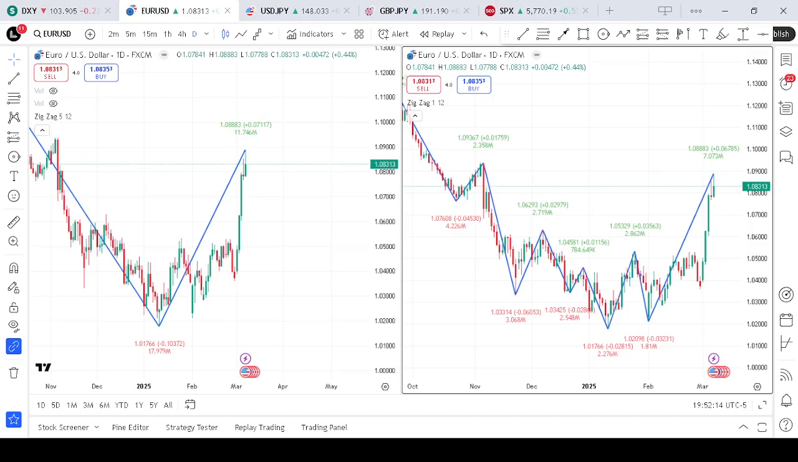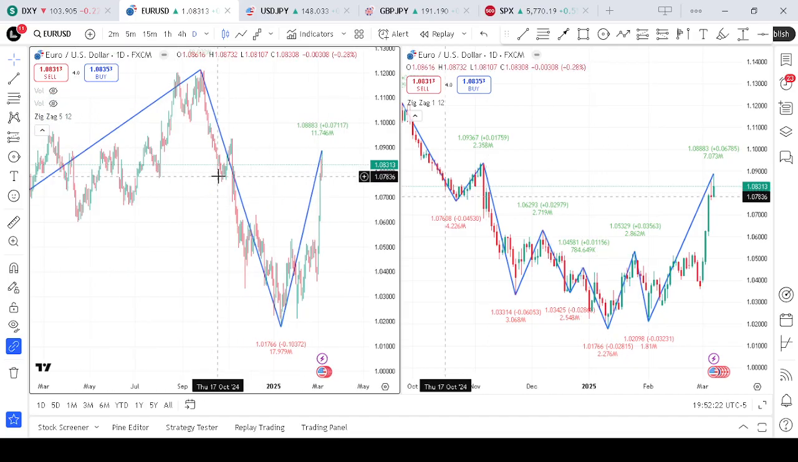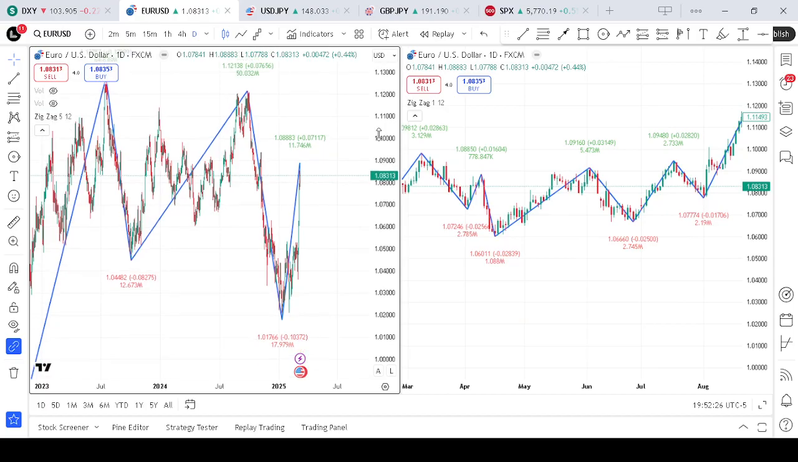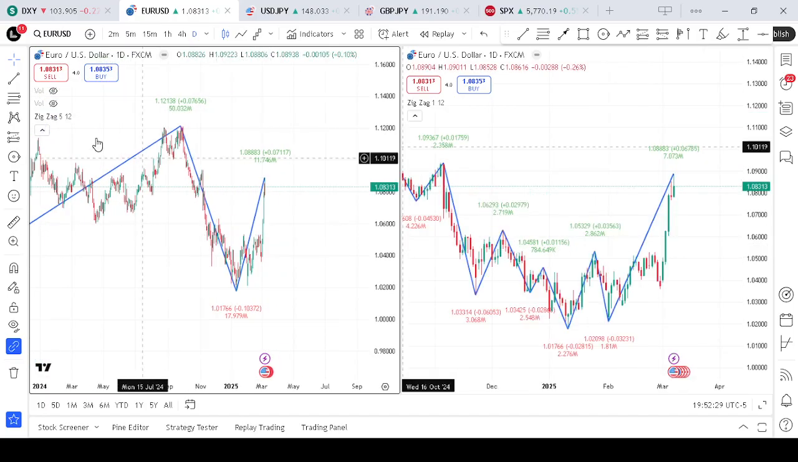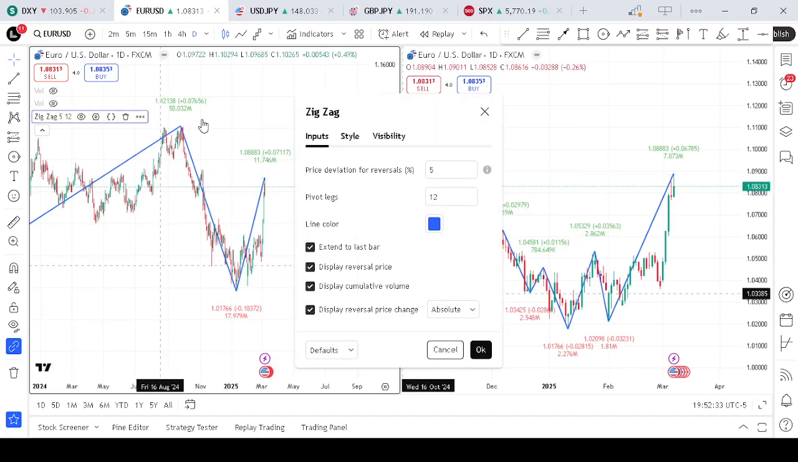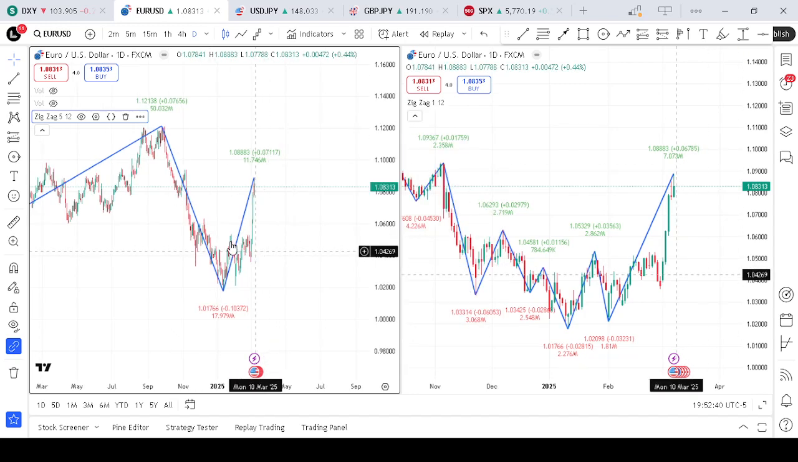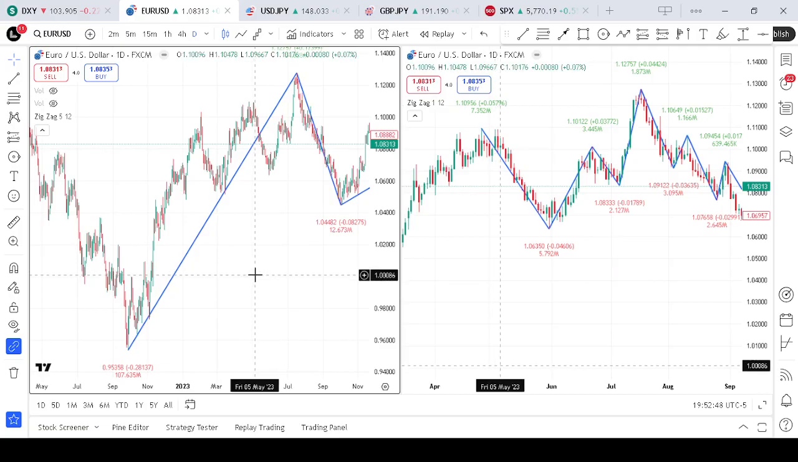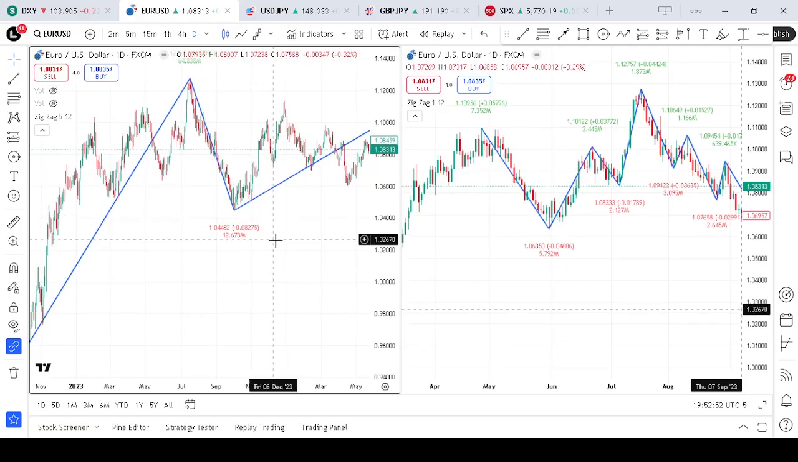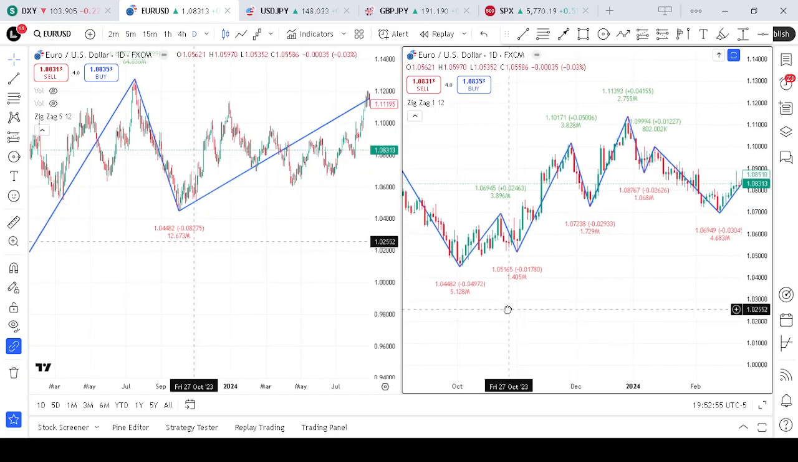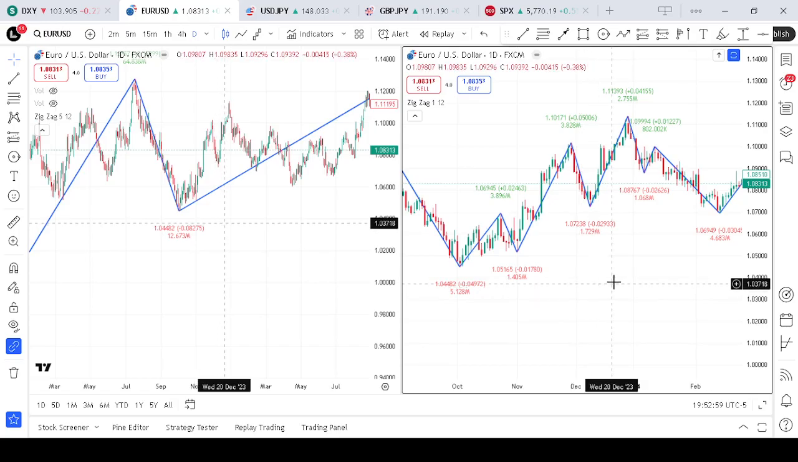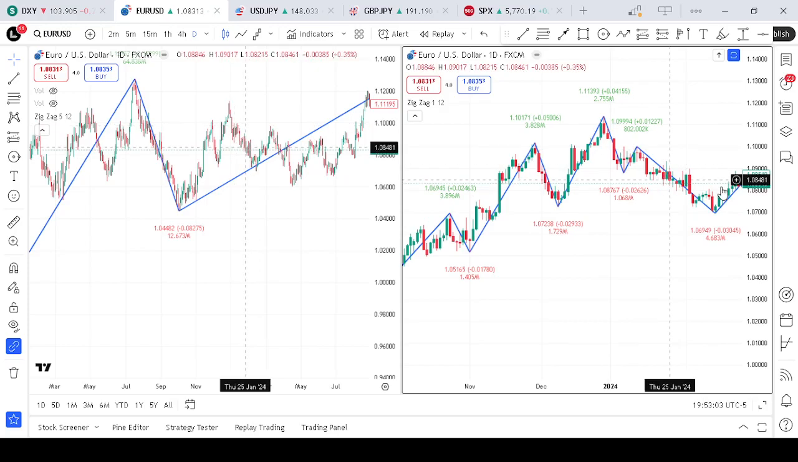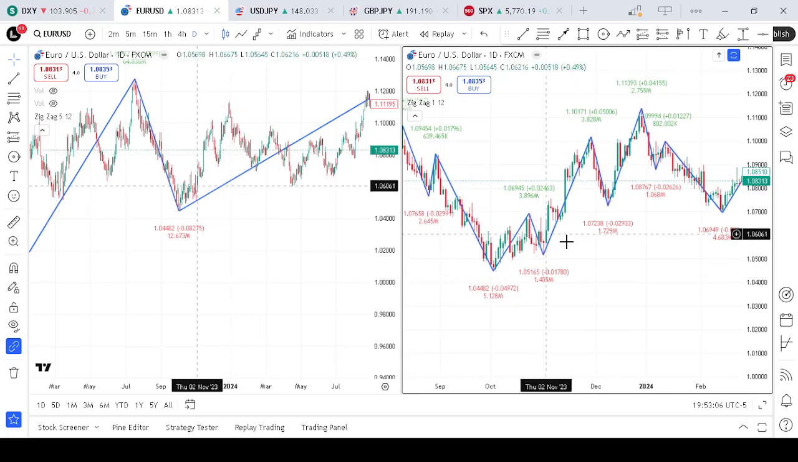Now we have to notice how the 5% deviation setting creates a cleaner trend. As we can see from the setting on this particular screen, we are using 5% for price deviation, and we can see how it's creating a cleaner trend in this chart. And you can notice it filters out the minor price fluctuations, while on a 1% setting, it captures smaller price movements but introduces more noise in the market.